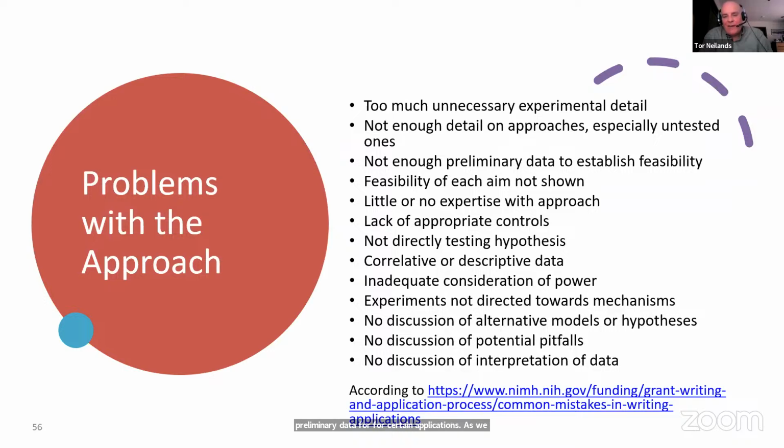Feasibility of each aim not shown. If you go aim by aim, like we were talking about earlier, it's important that each aim is feasible and that you've made that clear to the reviewers.